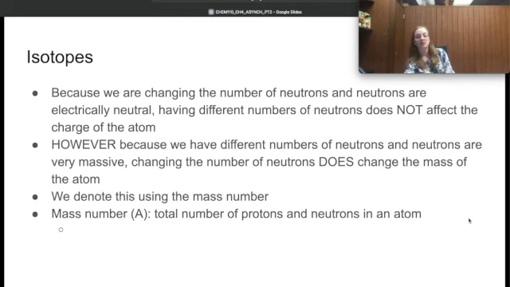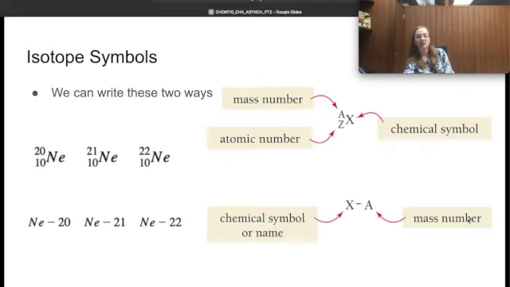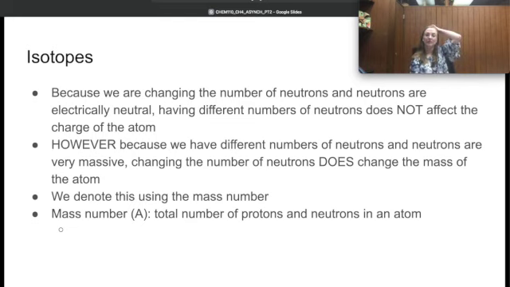So basically, we're changing the number of neutrons in an atom. Remember that neutrons are electrically neutral, so having different numbers of neutrons does not affect the charge of the atom in the end. We're just adding and removing an electrically neutral subatomic particle, so we're not changing the charge of the atom at all. However, neutrons are very massive, so changing the number of neutrons does change the mass of an atom.